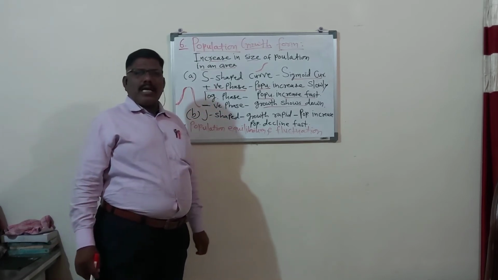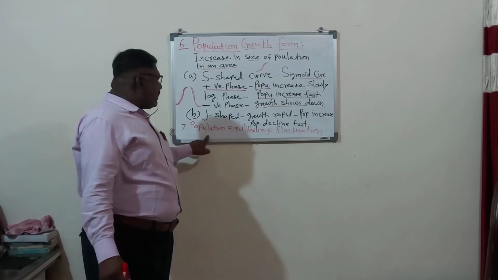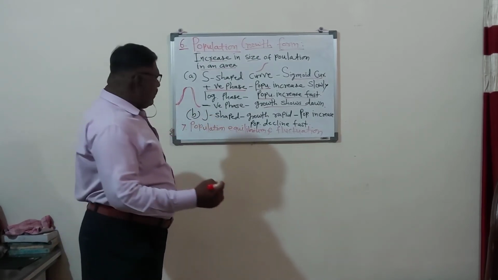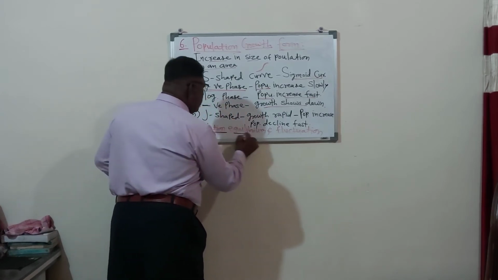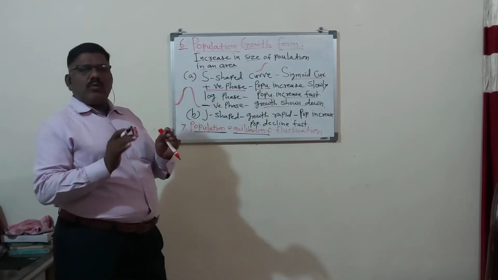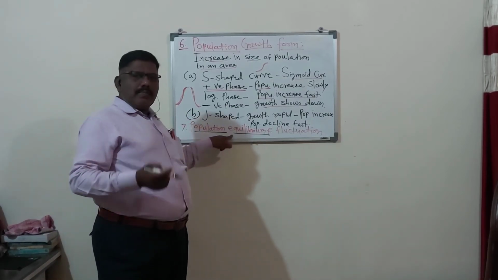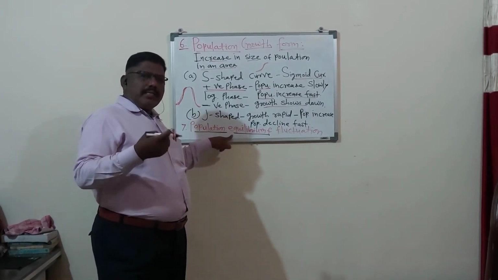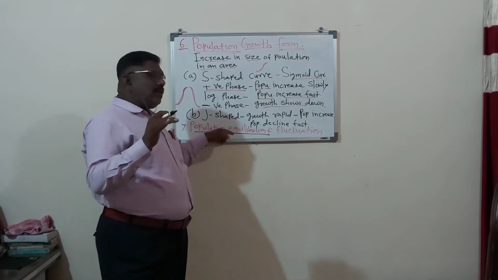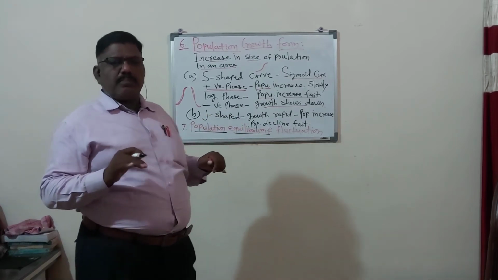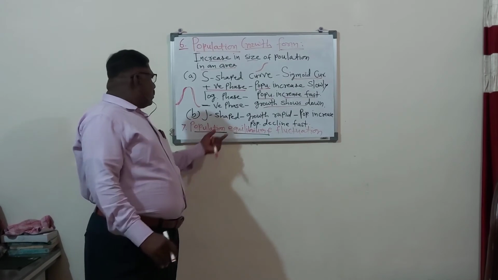Now, another character of a population is population equilibrium. Equilibrium means that any population remains equal in size. Here the new animals come into the population, they increase fast, then there is stability, and the equilibrium is maintained. Population equilibrium means it is just constant.